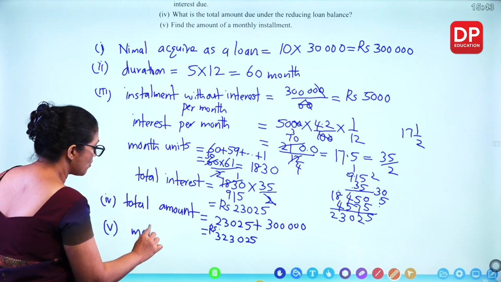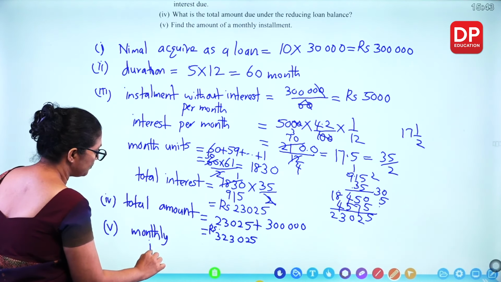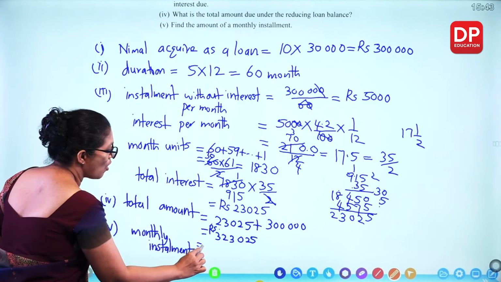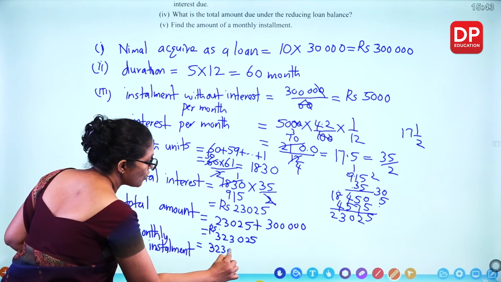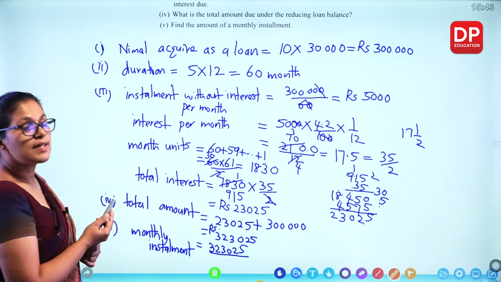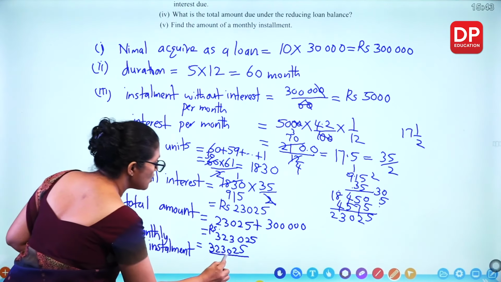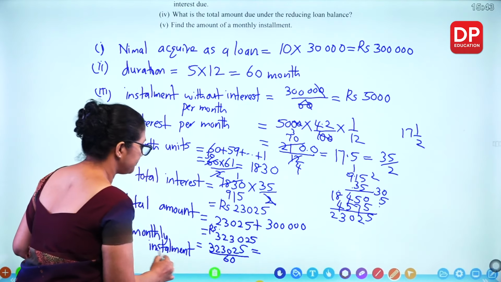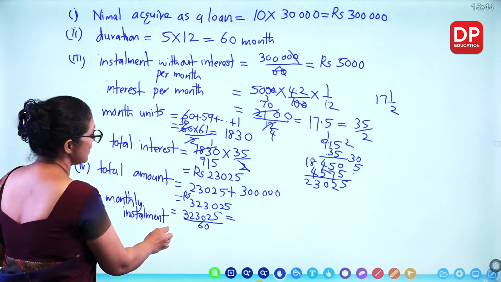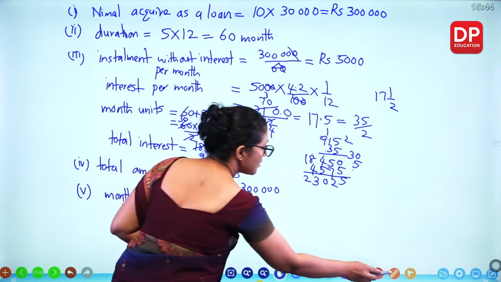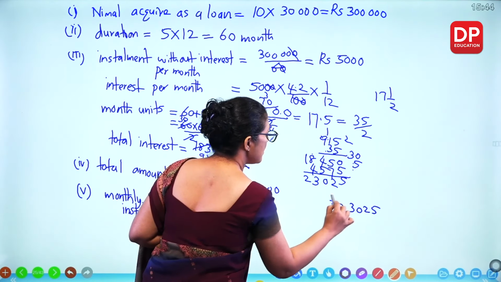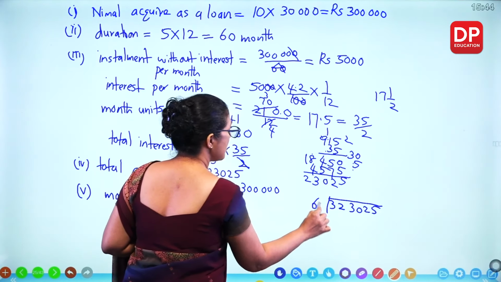So how can we find out the monthly installment? The total amount, 323,025, divide by how many months? 60 months. So divide by 60. So what's the value? 323,025 divide by 60.